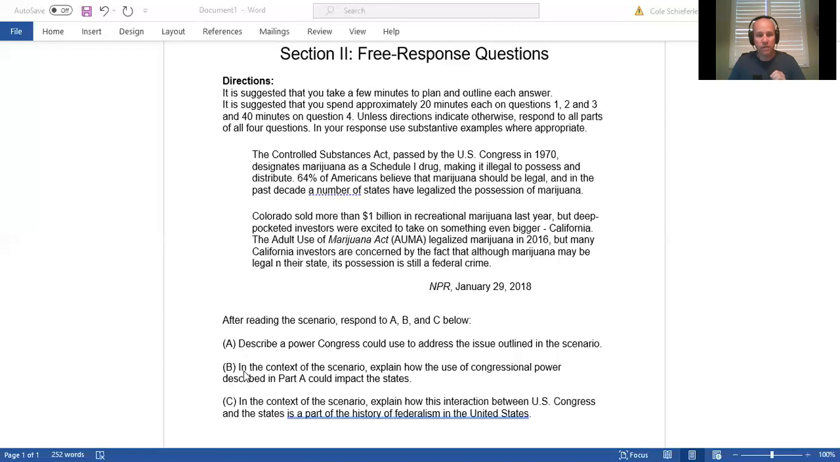And keep in mind, this is only a 3-point FRQ, but it's worth the same amount of points as the argumentative essay FRQ, which is going to have 7 points on it. So this FRQ is worth half of the test, but yet there's only 3 points available.